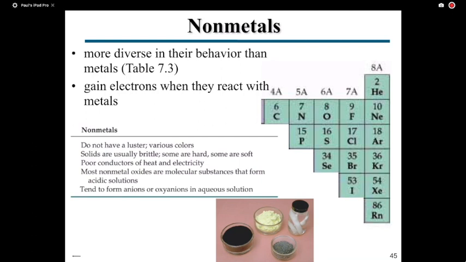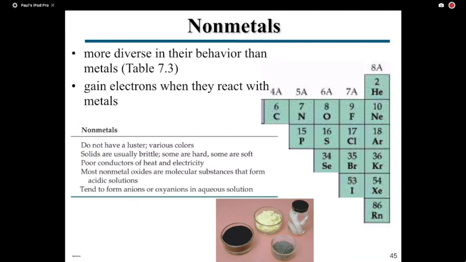Nonmetals are a whole lot more diverse. There's not much I can say about them that characterizes them all completely. Two things. One, they tend to gain electrons and become anions when they react. Two, they tend to be insulators. They will insulate electricity from flowing, and they will insulate from the heat flowing. So if you cook with a cast iron skillet, you use a cotton, which is made of carbons and hydrogens, potholder to pick that up. Okay.